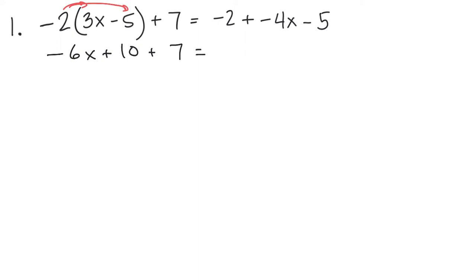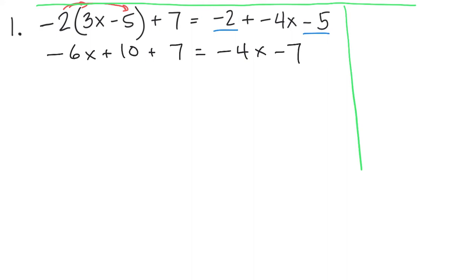Now looking at the right side of the equation, I see some like terms. I see a constant there and another constant there. So when I combine my like terms, I'll get negative 4x minus 7. Now again, you can always show your work on the side using a t-chart. So if you need to write down -2 minus 5 equals -7 on the side, that's totally fine.